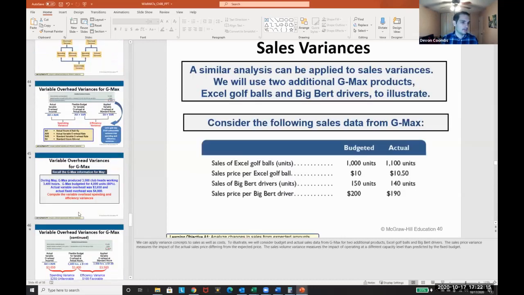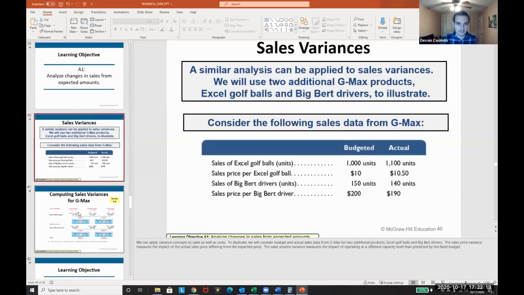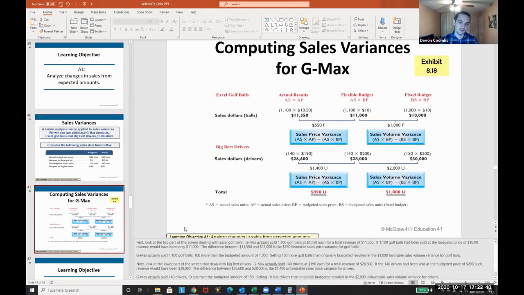Okay, so this last piece, we're just going to talk about analyzing changes in sales from expected amounts. A similar analysis we can do is there's two additional Gmax products. We have golf balls and drivers. And so we budget 1,000 units of golf balls, but our actual is more. We have a sales price, we have the units of drivers and the sales price of drivers.